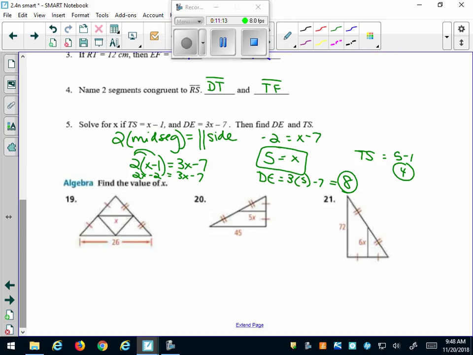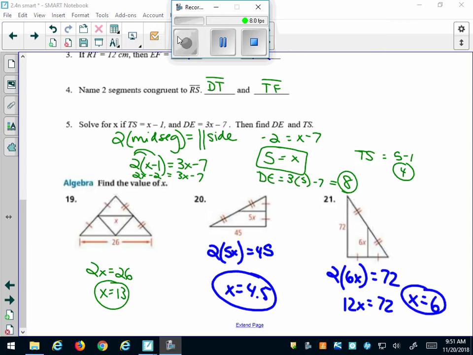All right, so these three at the bottom here, same idea. Find the value of x. What is the equation we're going to write for number 19? Think of that 2 times the midsegment equals the parallel side. So what should I write here? Sydney? Yes. I know you probably could have done that one in your head, but I like you to get in the habit of writing the equations. So then you just divide by 2 on both sides, you get 13. Okay, try 20 and 20. Any questions on those?